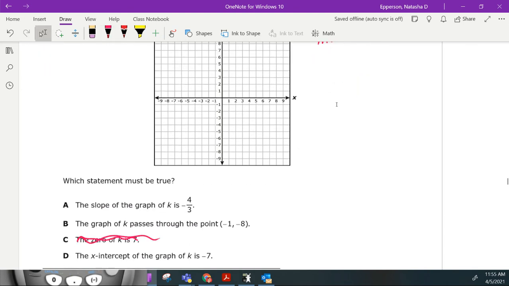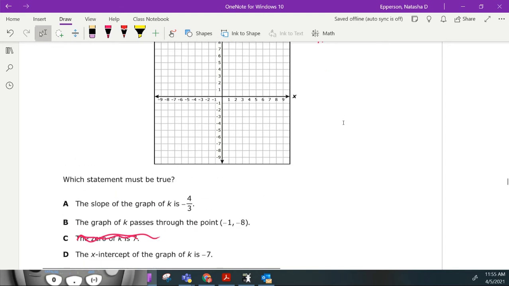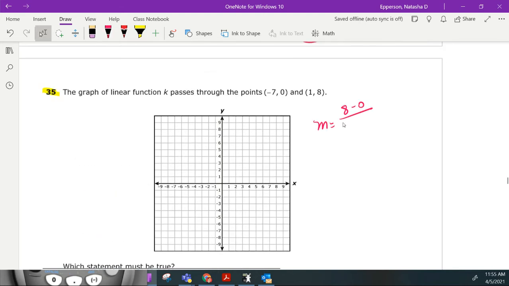It would be negative 7 for the 0, so we can eliminate C, because it says negative 7, 0. That means that we do have a point right here at negative 7, 0. That is the x-intercept. It is negative 7. So we have eliminated C.